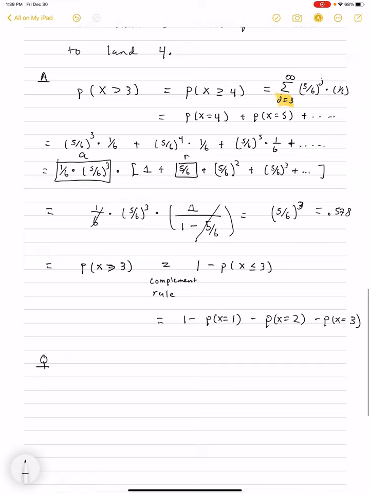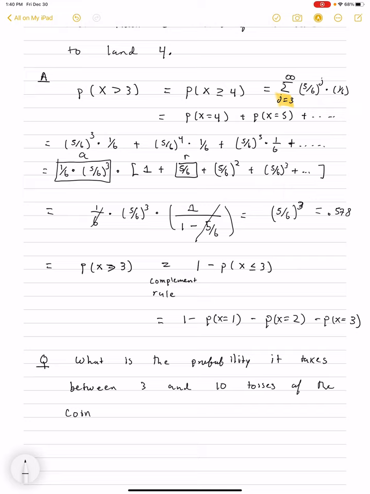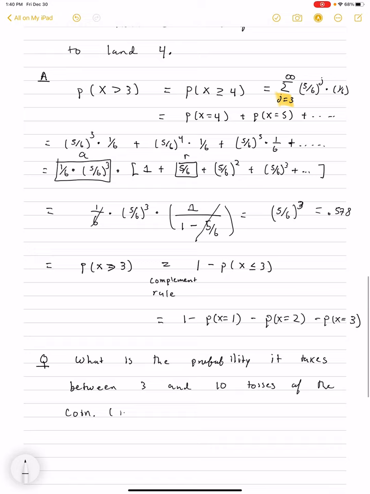Let me ask you another question here. What is the probability it takes between 3 and 10 tosses of the coin? And we're going to include the possibility of 3 and 10. So we'll keep that in mind because that's an important and ambiguous distinction. So I'll say including endpoints.